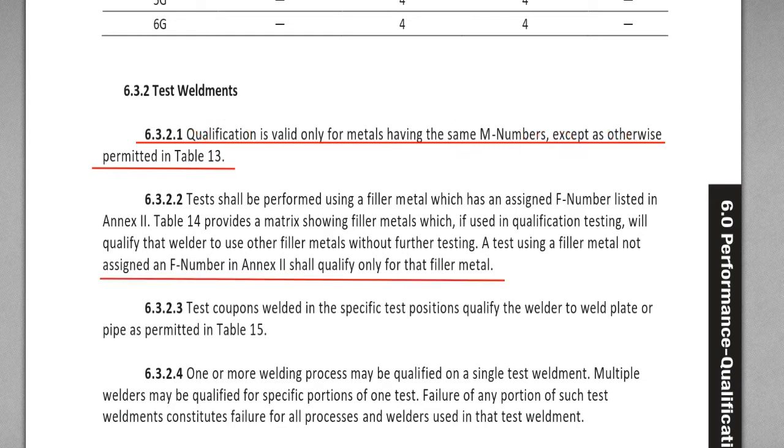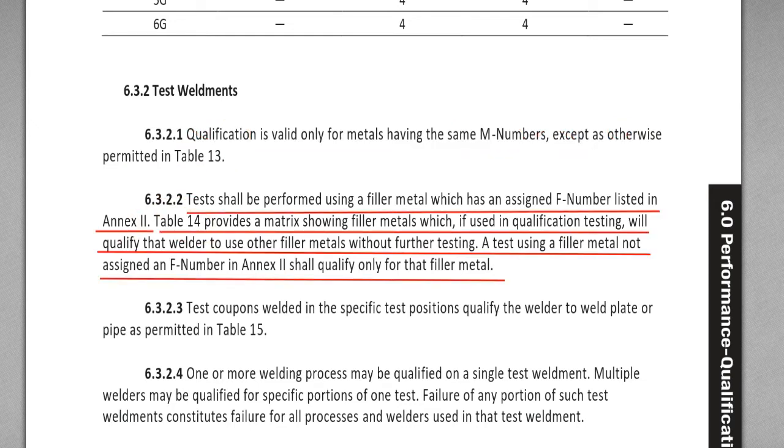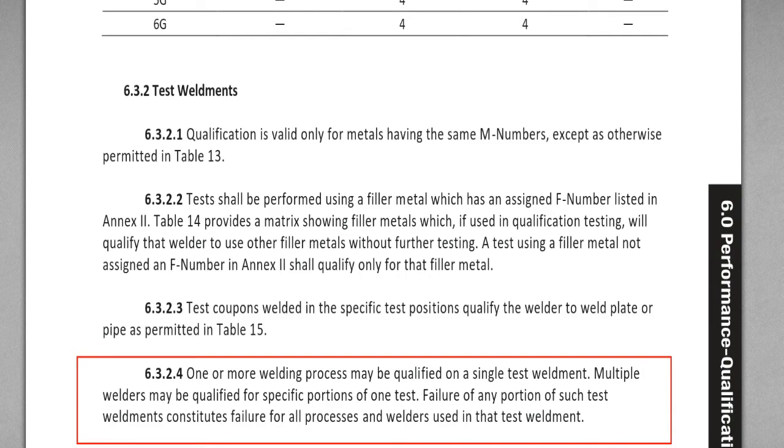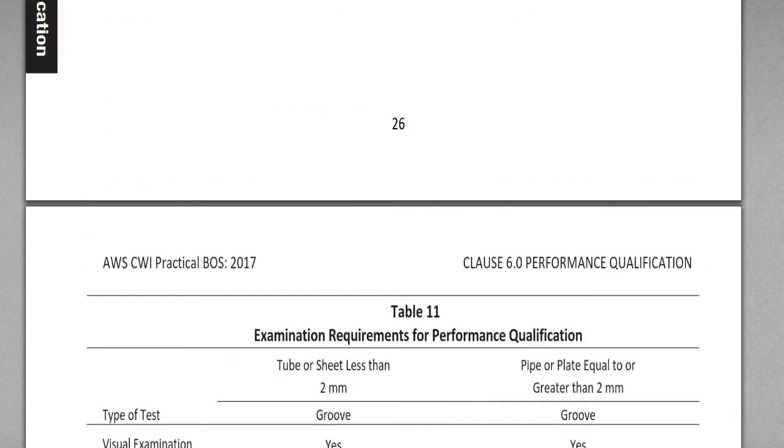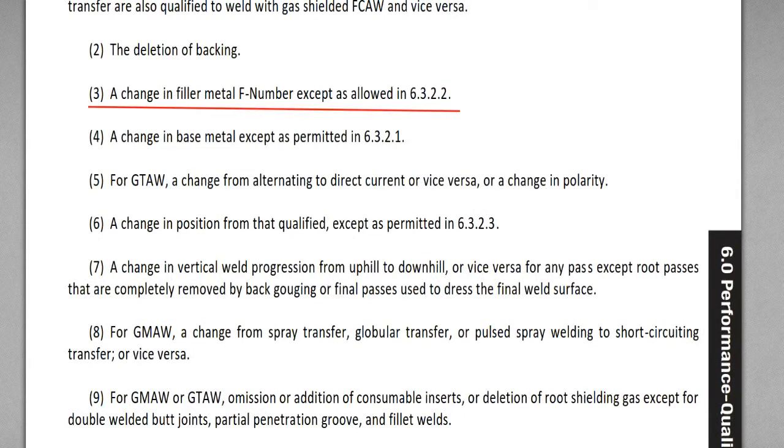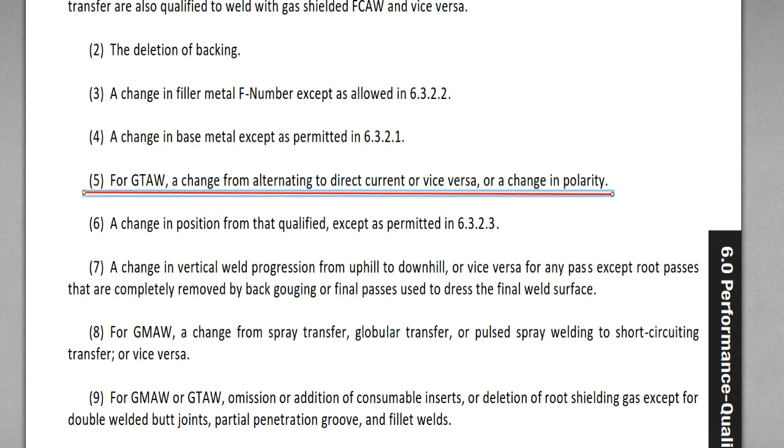Okay. Go to number 4, a change in base metal except as permitted in 6.3.2.1. Oh, we just covered this one. And number 5, for GTAW, a change from alternating to direct current or vice versa, or change in polarity.